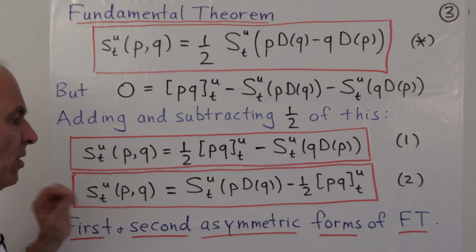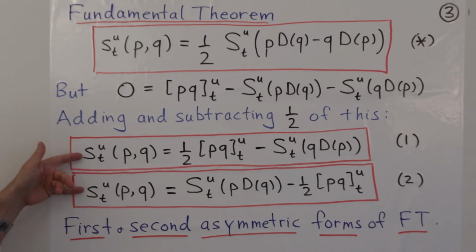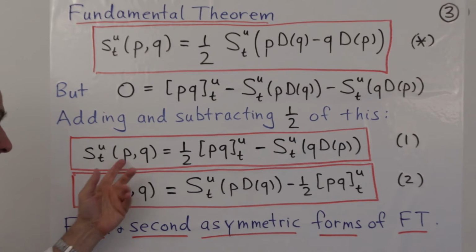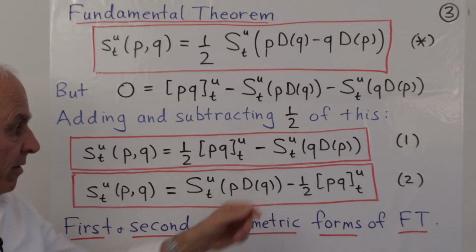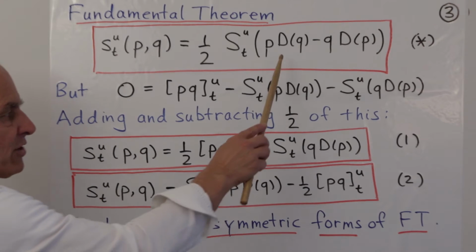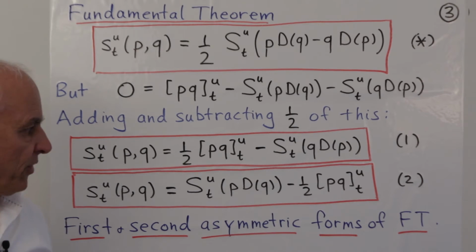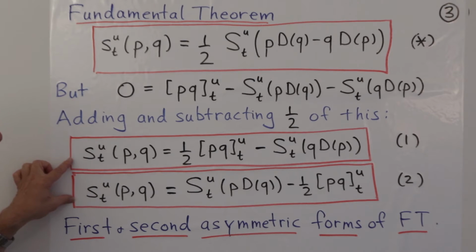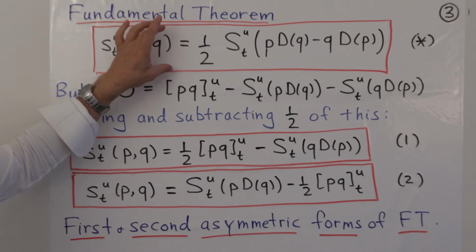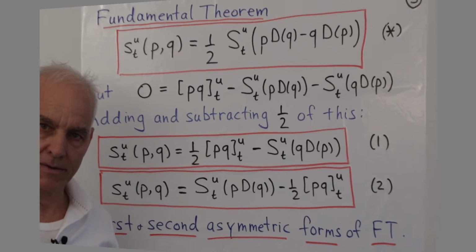So we get two alternate forms for the fundamental theorem. These are alternate formulas that allow us to calculate the signed integral of a curve involving Faulhaber integrals and derivatives. But both of them only have one term, there's not two terms inside. We'll call these formulas 1 and 2, and we might say they're the first and second asymmetric forms of the fundamental theorem. So these are important alternate formulas that capture the same kind of information as the fundamental theorem, but in some situations they are easier to apply.